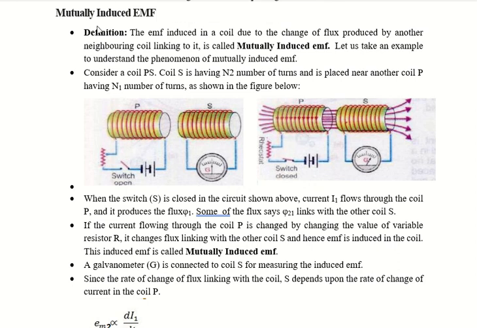This is the note which I prepared, mutually induced EMF. The definition is: the EMF induced in a coil due to change of flux produced by another neighboring coil linked to it is called mutually induced EMF. Take this example. Consider a coil PS. This is coil P having N1 turns. This is coil S having N2 turns. And coil S is placed near to the coil P.